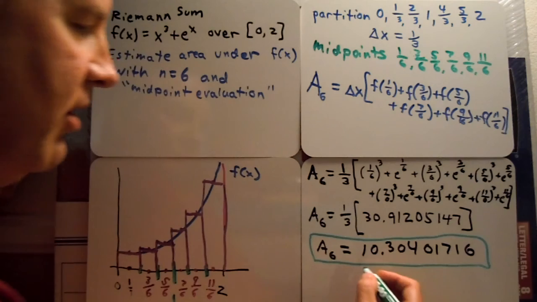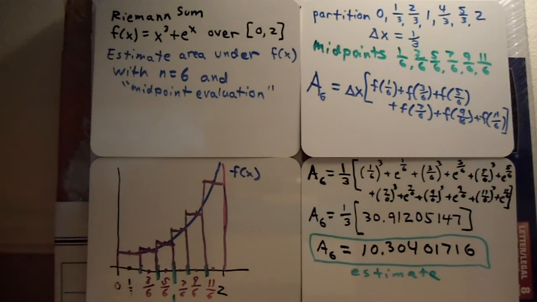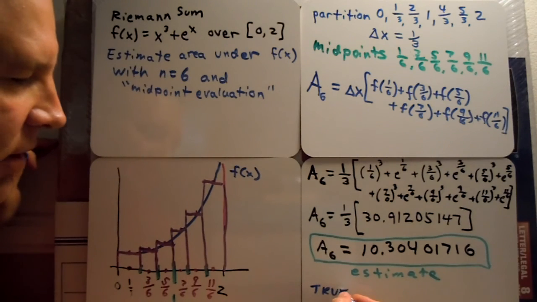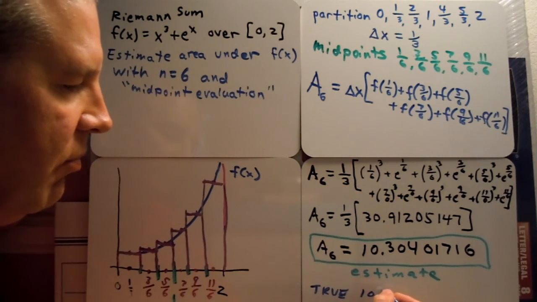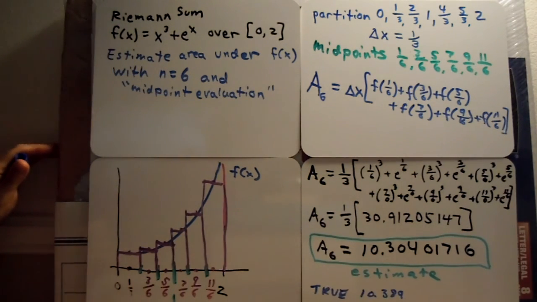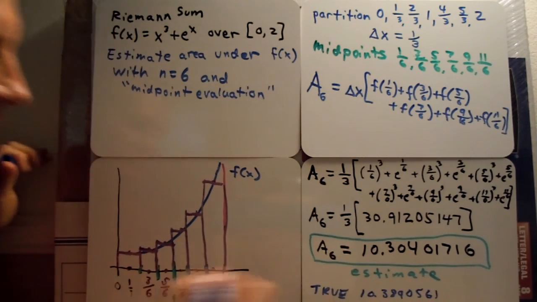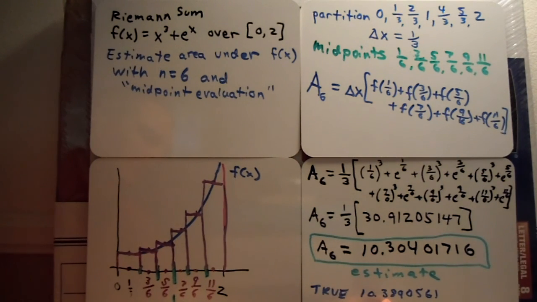Again, this is an estimate of the area. As a matter of fact, the actual true area is really close to that, and we'll be seeing in a later section how we can actually find the true exact area. It is 10.389, giving it to several decimal places, and you can see the estimate is actually very good, about 10.3 and a little bit more than 10.3 here.